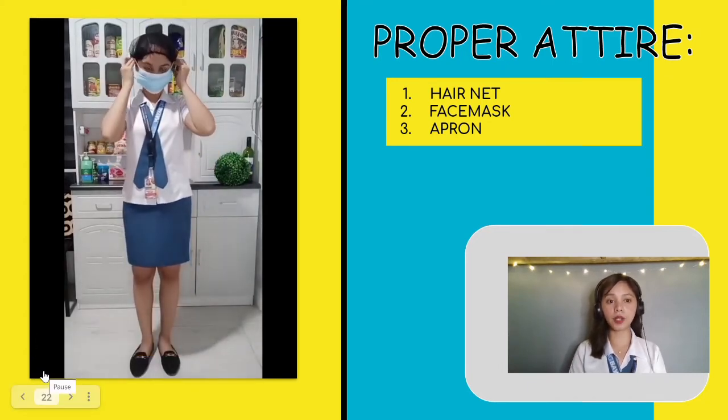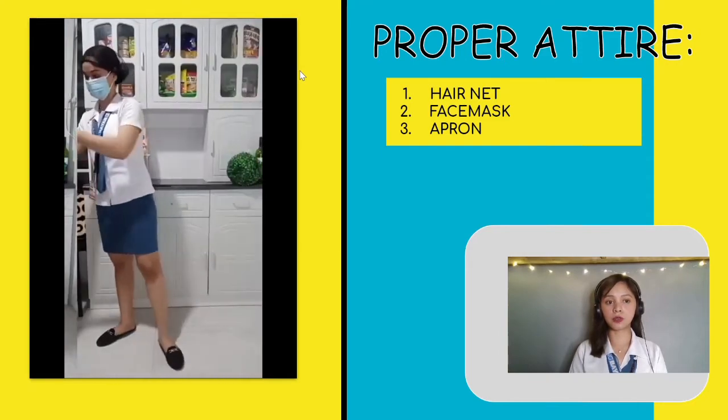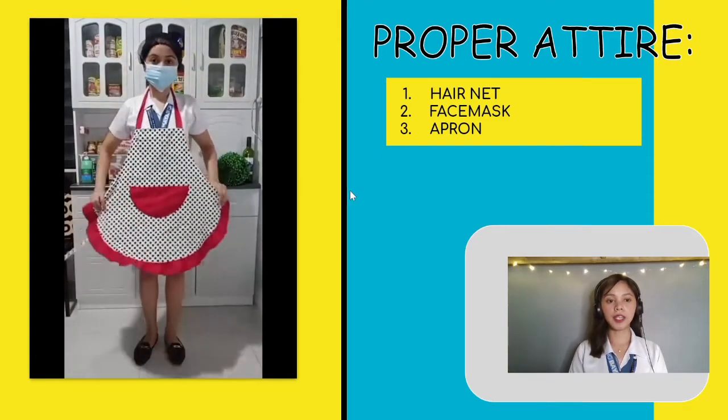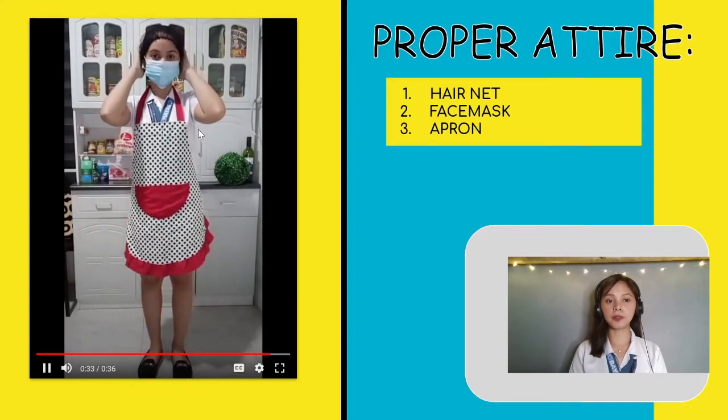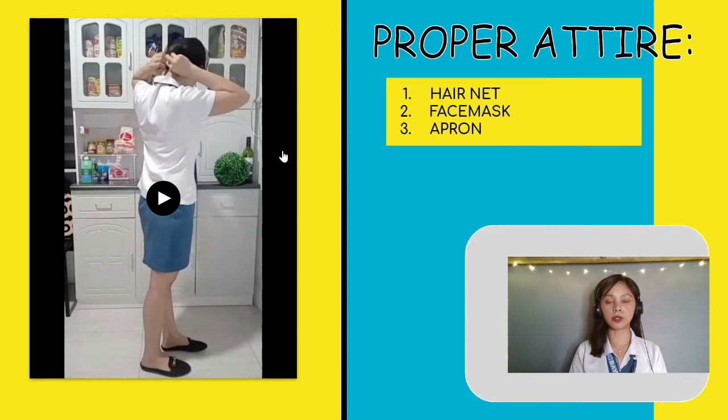Here, I am wearing a face mask. Just like we all know, there's still coronavirus, so we should wear a face mask. And the apron. Apron helps in preventing your clothes from getting dirt from the foods that you're going to prepare. So the proper attires for preparing skinless longanisa are hairnet, face mask, and apron. So let us proceed.